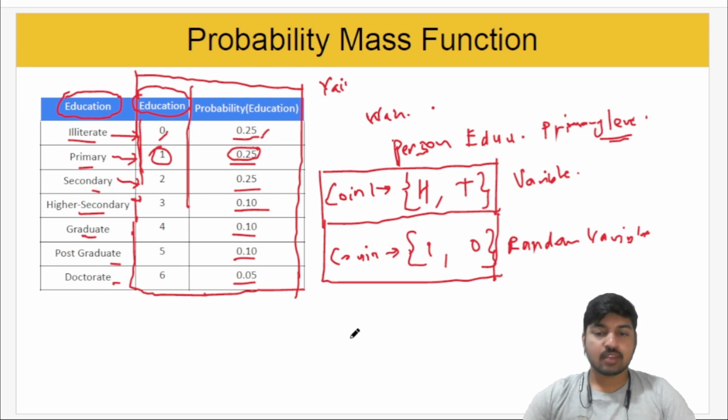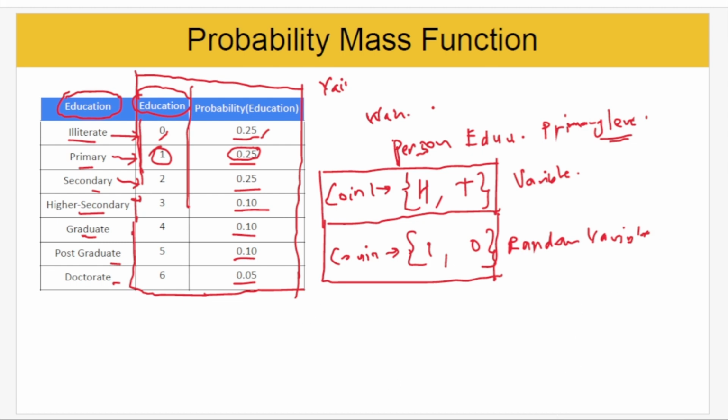Now I give another piece of information. Your intuition is that this coin random variable takes two values, but what is the probability that it will take value 1? 1/2. What is the probability it will take value 0? 0 also 1/2, 1 by 2. If I give you this whole information, it becomes my probability mass function.